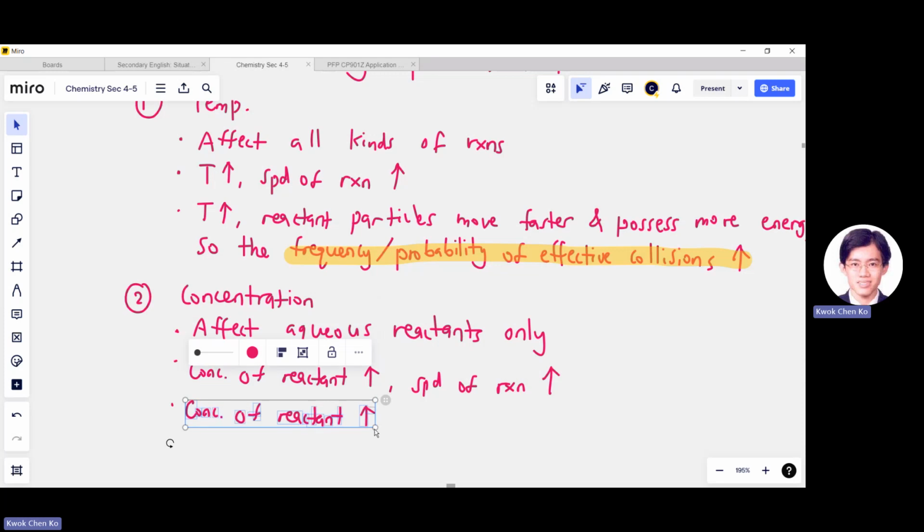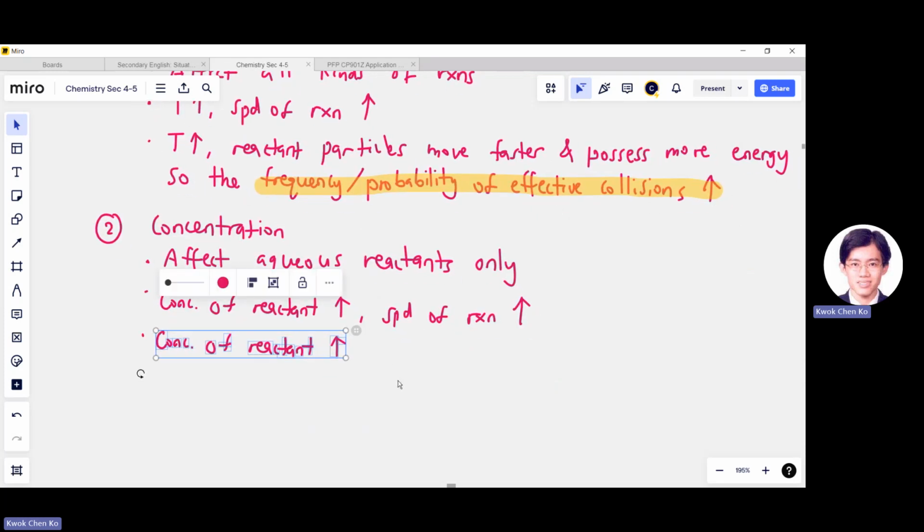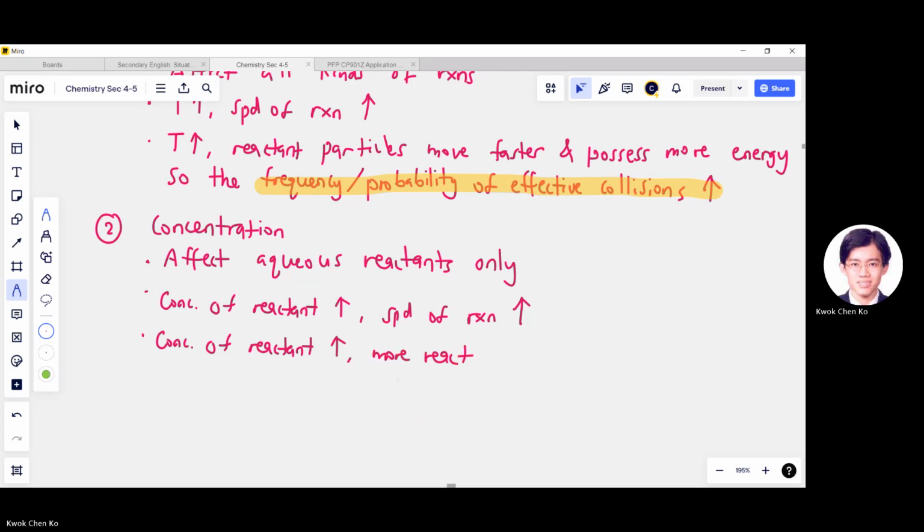It involves collision theory. So as the concentration of reactant increases, there are more particles in a given volume. Yes, more reactant particles, so increase the frequency of effective collisions. You have to say that too.